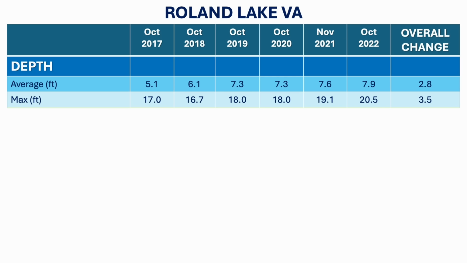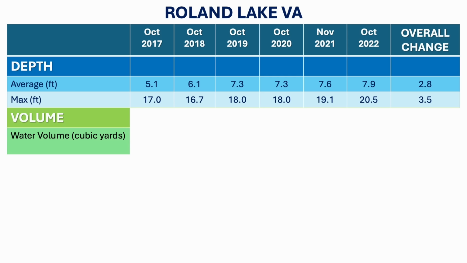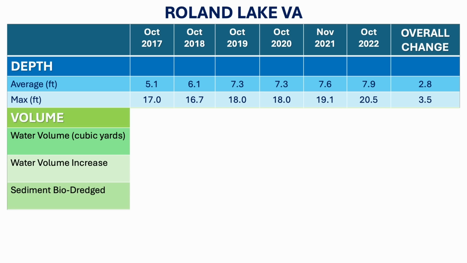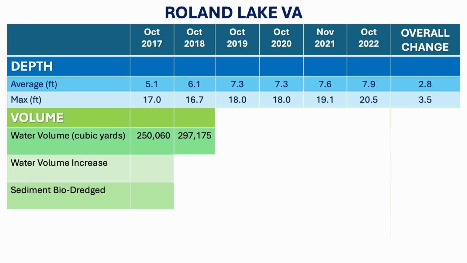So we can also measure the volume of the water in the lake, and this is how we calculate the volume of sediment digested. We measure the volume of water in cubic yards. Any increase in the volume of water is the equivalent to the volume of sediment that is being digested and biodredged away. So in 2017, the reservoir contained 250,060 cubic yards of water. A year later, the volume of water had increased to 297,000 cubic yards, which meant the water volume had increased by 47,000 cubic yards, which means that the volume of sediment had been reduced by 47,000 cubic yards to accommodate that extra water.